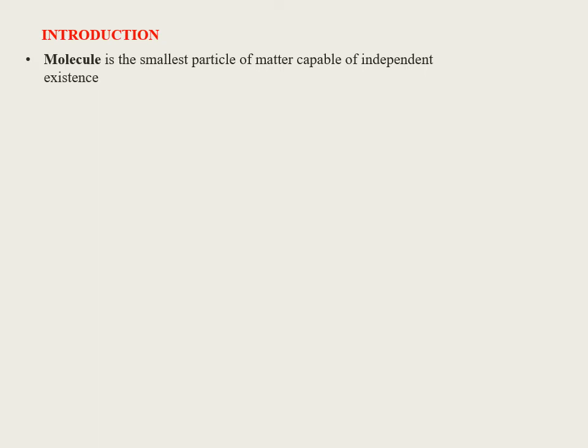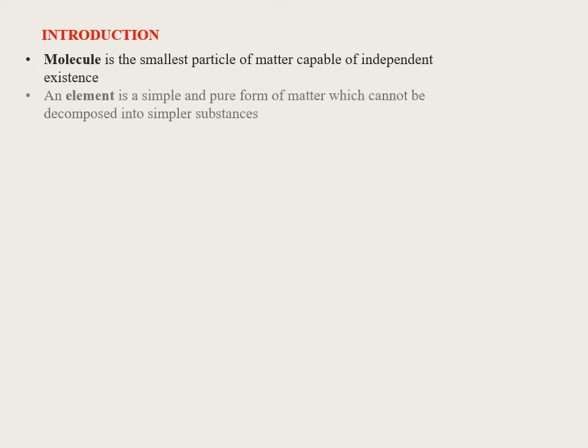A pure substance is one which is made up of molecules containing the same kind of atoms. For example, carbon dioxide gas is pure substance. A molecule may contain similar atoms or dissimilar atoms. A pure substance in which a molecule is made up of atoms of same kind is called an element. So we define an element as a simple and pure form of matter which cannot be decomposed into simpler substances.